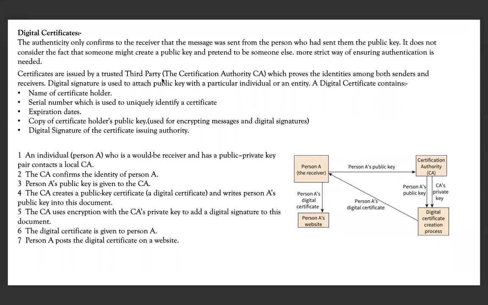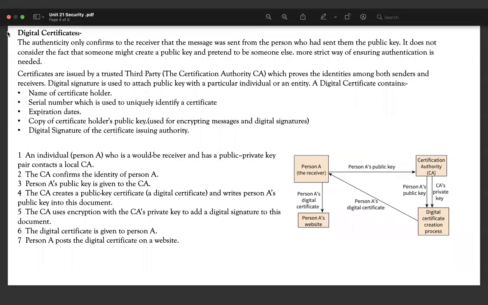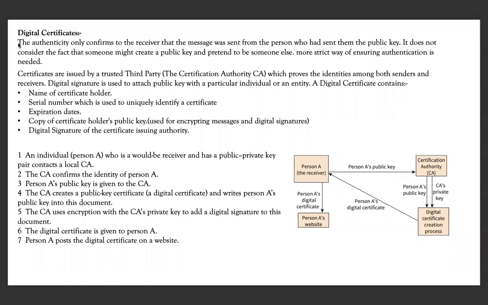Okay, let's further continue on digital certificates. The authenticity only confirms to the user that the message was sent from a person who had sent them the public key. Basically, anyone could have a public key, so I need to be sure that it's not someone who's pretending to be someone else. It does not consider the fact that someone might create a public key and pretend to be someone else.